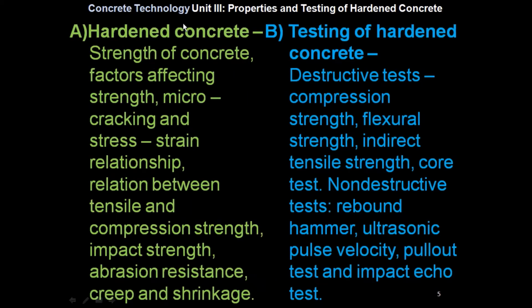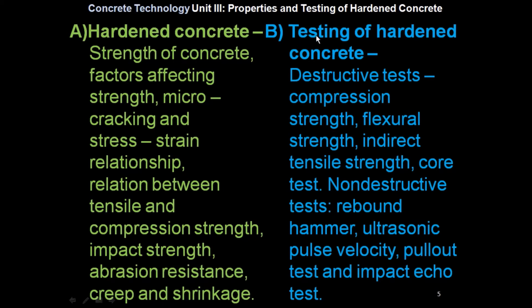Now we will see the syllabus of unit number 3. The title is Properties and Testing of Hardened Concrete. It includes part A and part B. Part A has hardened concrete. It includes strength of concrete, factors affecting strength, micro cracking and stress-strain relationship, relation between tensile and compression strength, impact strength, abrasion resistance, creep and shrinkage.